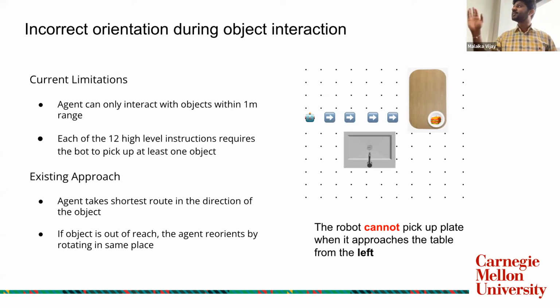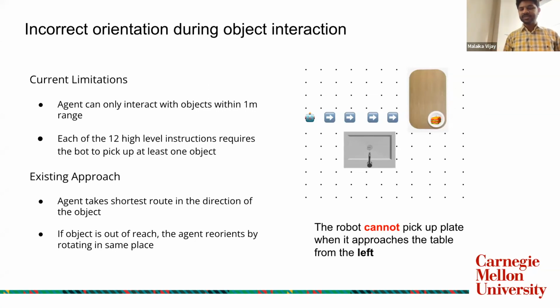So let's say we take the example given here, where the agent needs to pick up the sandwich, which is on the plate on the table on the other side of the table. Then the agent walks straight towards the plate, and it tries to pick it up, but it's on the other side of the table. It is not within the 1 meter range, so it is unable to pick it up.